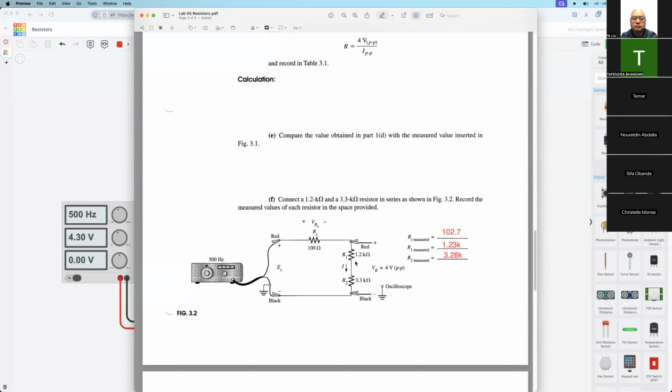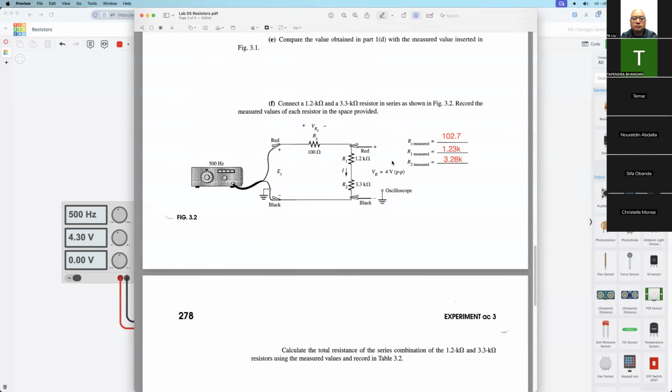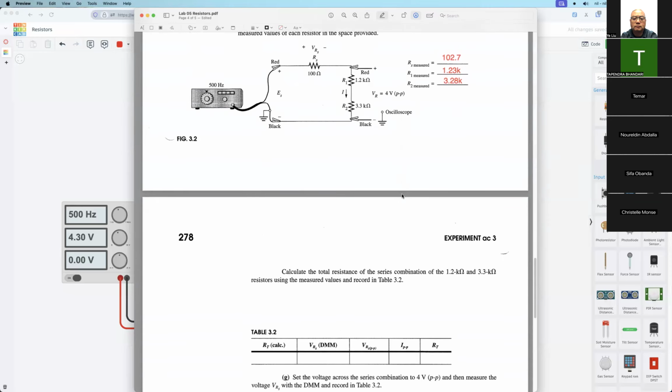After you get this one, also get the peak to peak value, then get the voltage across the 100 ohm resistor. This is also from the oscilloscope in here. Then for the calculation, this is the total resistance, so just add these three numbers together. Don't forget kilo, that's 1,000. Don't forget this when you do the addition.